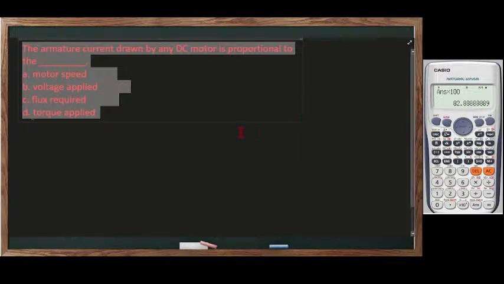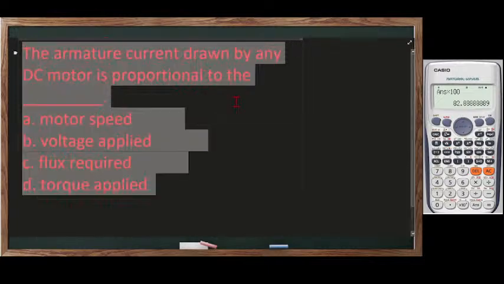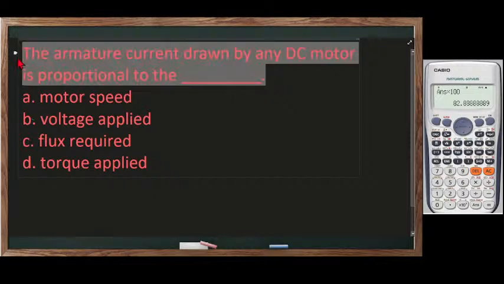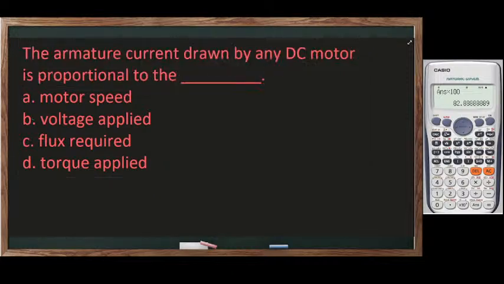Okay. So the armature current drawn by a DC motor is proportional to the blank. So ano yung kanyang proportional sa ating armature current? Is it the motor speed, the voltage supply, the flux required, or the torque applied?